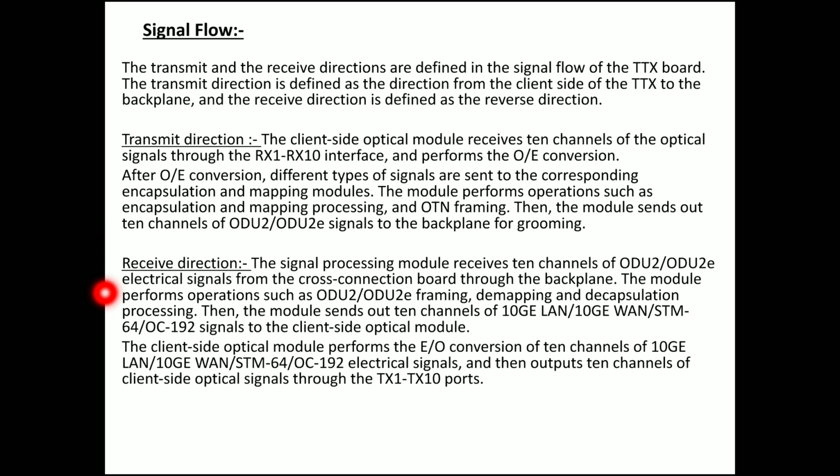Receive direction: the signal processing module receives the 10 channels of ODUk electrical signals from the cross connect board through the backplane. Then this module performs operations such as ODUk framing, demapping, and decapsulation processing, and hence gets the 10 client services. And then the module sends the 10 channels of 10G LAN, 10G WAN, or any types of signals to the client side optical module from the TX. So the client side optical module performs the electrical to optical conversion of the 10 channels of the specified data type electrical signals, and then outputs 10 channels of client side optical signals to the TX1 to TX10 ports. So this is the signal flow of the client or OTN tributary card.